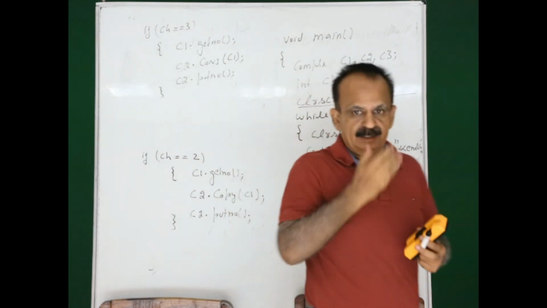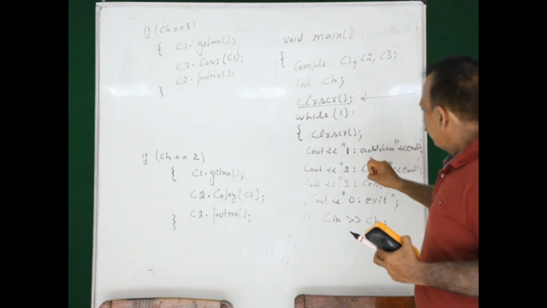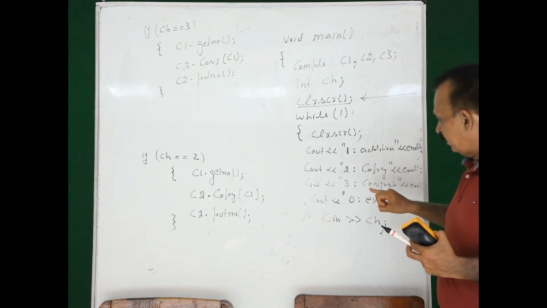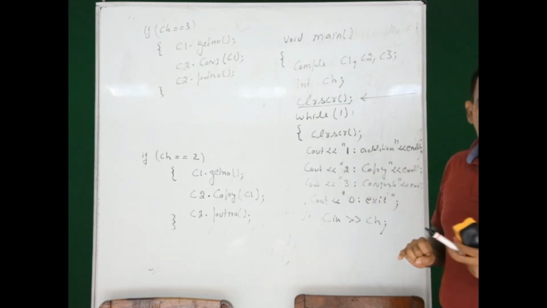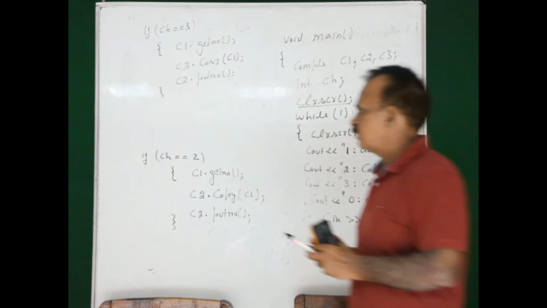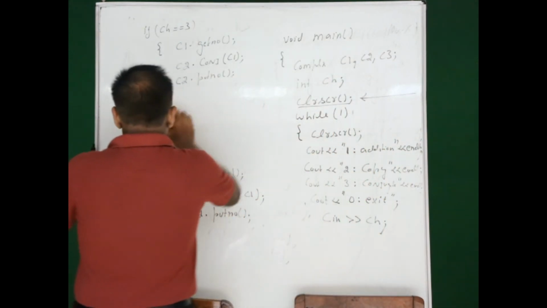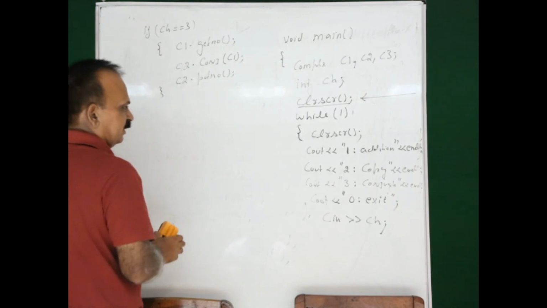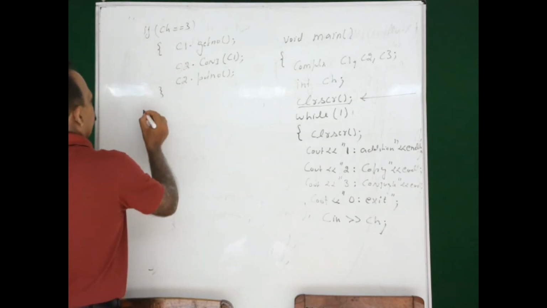Now these were the three options. The first one is addition, the second is copy, and the third is conjugate. And now the last option which I will be giving is the option of exit. Yes, it is the option of exit.